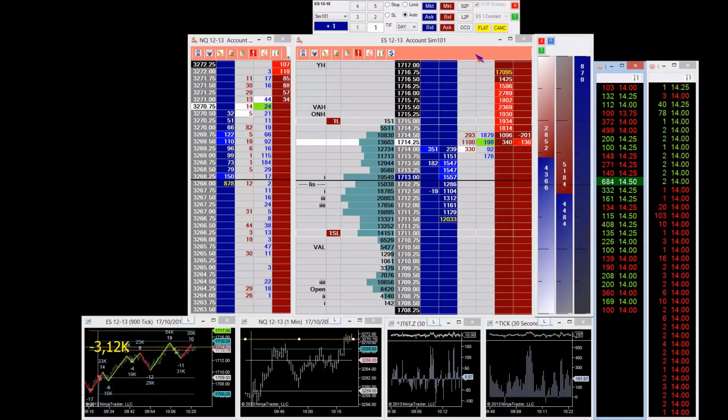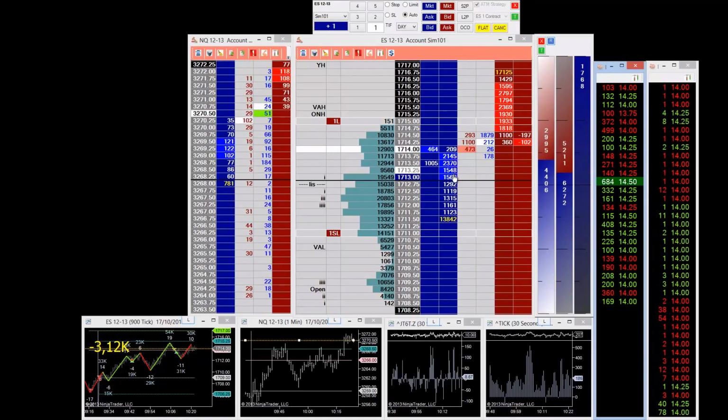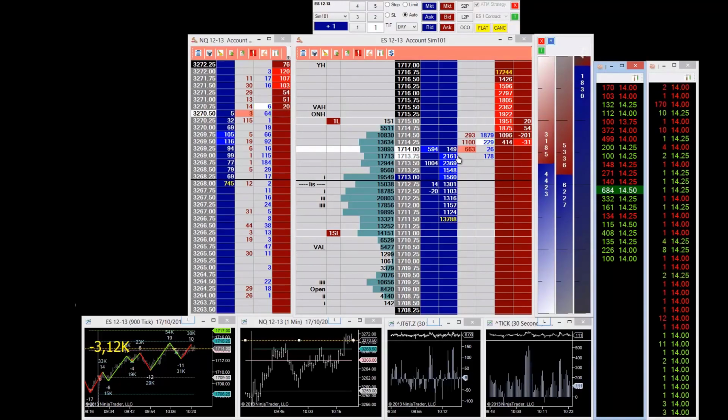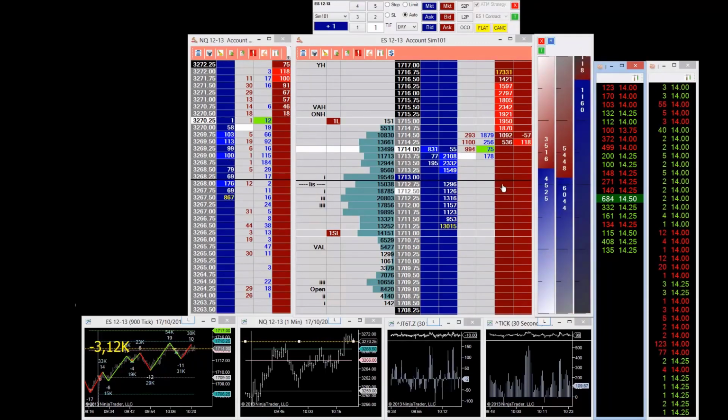I tend to scale out of trades anyway, so I would always scale some at 1714. We can see large bids coming up here, 1375, 1350, 1325. You do not want to see large bids, that quantity, if you're long. So again, I would say if we trade down, all these bids pull, I think we're going to see the market possibly move back down to 1711.